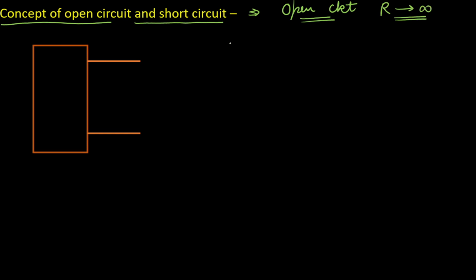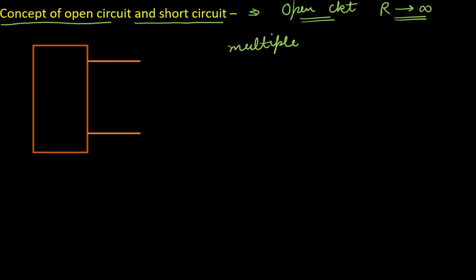In this lecture we are going to learn about the concept of open circuit and short circuit. First we will start with open circuit. So what is open circuit? At the time of open circuit, the resistance of that particular circuit element approaches infinity. It can occur due to multiple reasons.